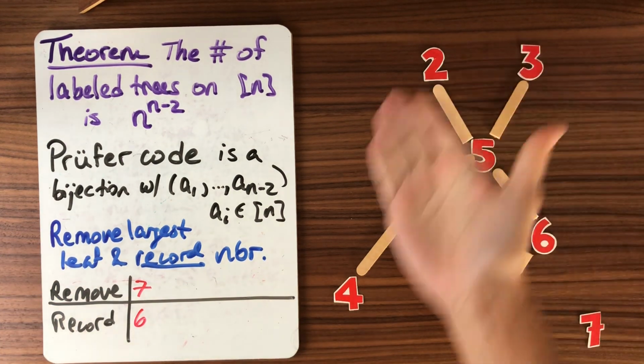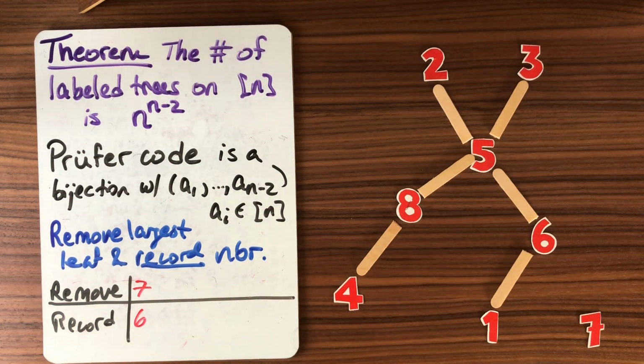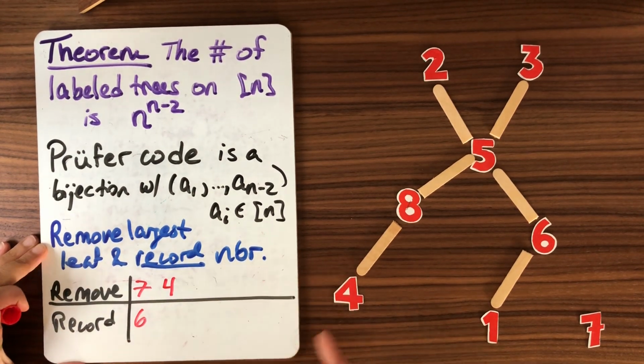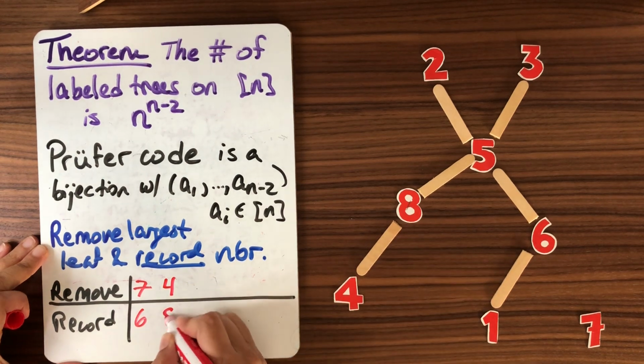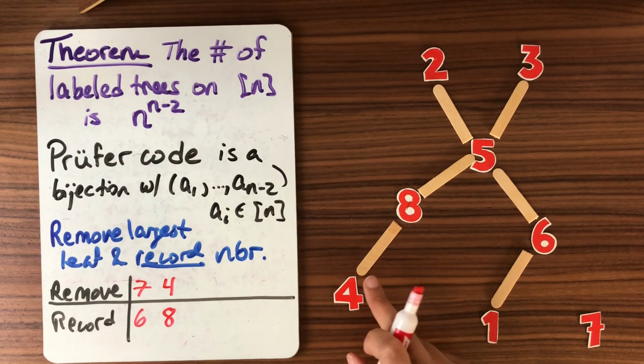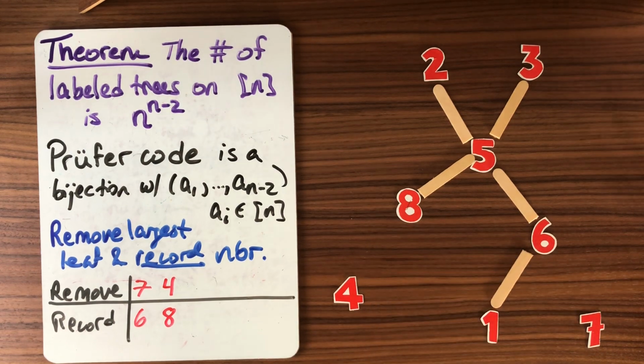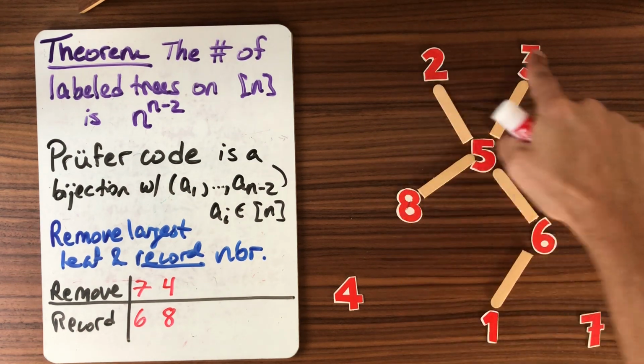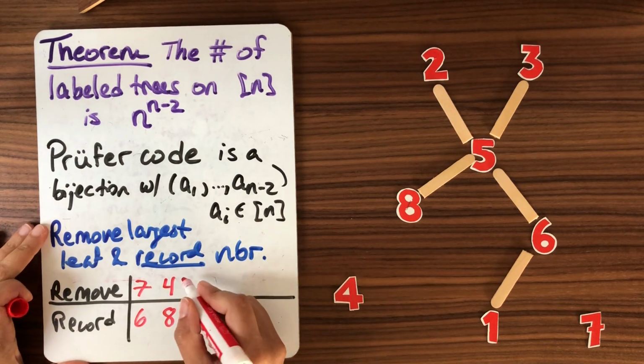Now I look at the graph that's connected, at what's left. What is the largest leaf? Well, now my leaves are 1, 4, 2, and 3. The largest leaf is 4. So I'm going to remove the 4, and I'm going to record its neighbor. Its neighbor is 8. Remember, a leaf is a vertex of degree 1, so it has a unique neighbor. So this is a well-defined procedure. Now I've removed the 4. Now notice the 8 has become a leaf. So now when I look at my leaves, 1, 8, 2, and 3, 8 is the biggest leaf.